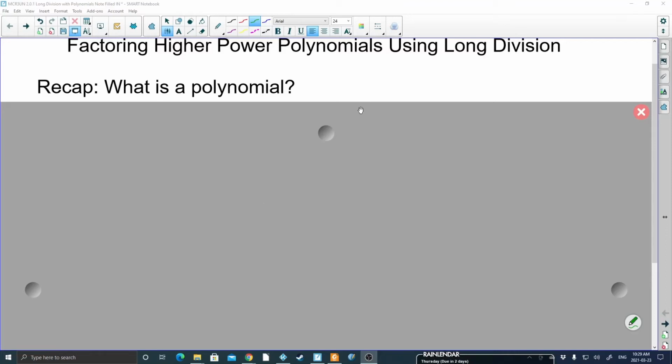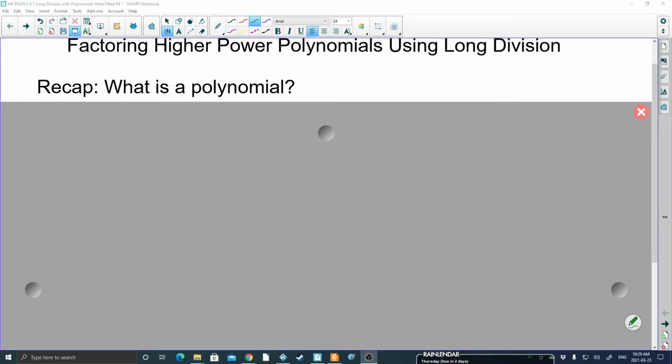Hello everyone. Today we're going to be looking at factoring higher order power polynomials using long division. So what is a polynomial? I wanted to start there just as a quick little recap. You've already seen polynomials when it comes to quadratics. Expressions like 3x squared plus 5x plus 2 is a polynomial.